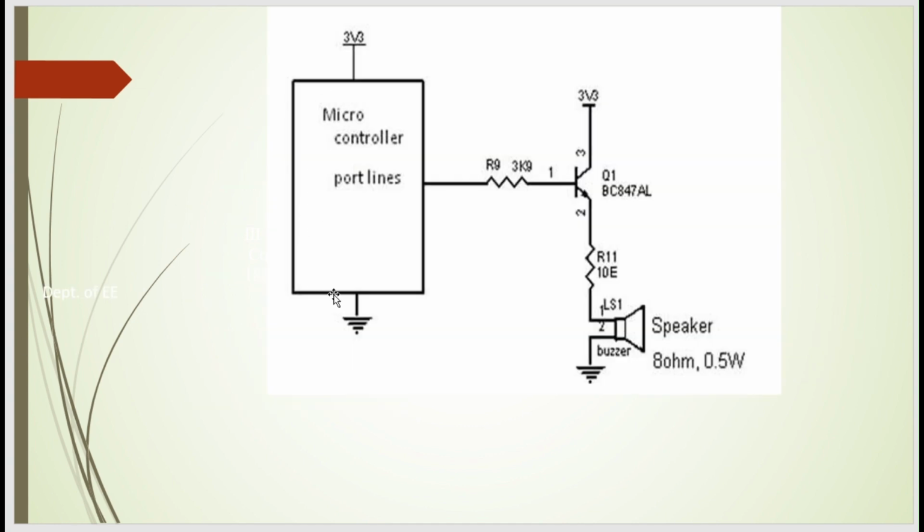Next is the block diagram of a piezo buzzer. It is connected to the microcontroller, and the microcontroller is given a power supply of 3 volts. It is connected to a resistor, then to a transistor, and then to the speaker or the buzzer.